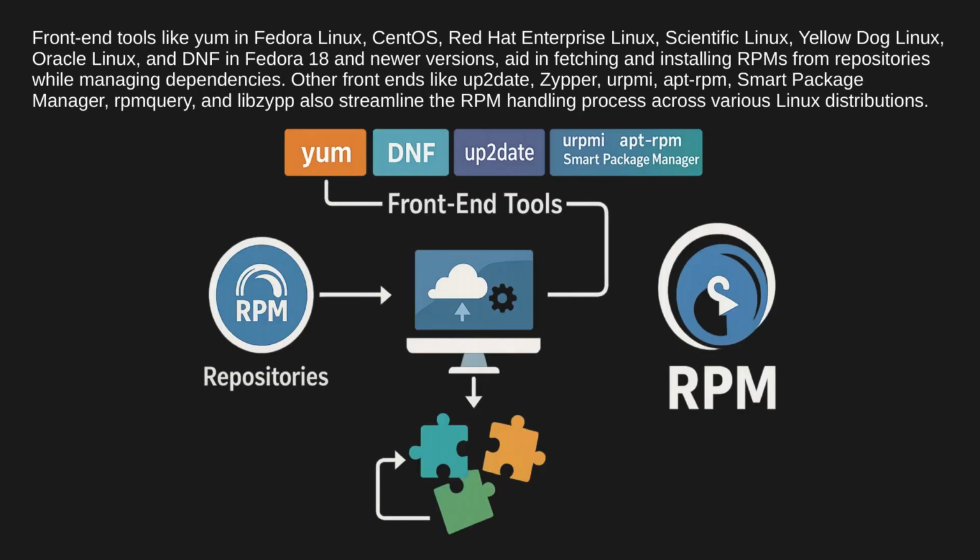Front-end tools like Yum in Fedora Linux, CentOS, Red Hat Enterprise Linux, Scientific Linux, Yellow Dog Linux, Oracle Linux, and DNF in Fedora 18 and newer versions aid in fetching and installing RPMs from repositories while managing dependencies. Other front-ends like up2date, Zypper, URPMI, apt-RPM, Smart Package Manager, RPM Query, and libzypp also streamline the RPM handling process across various Linux distributions.